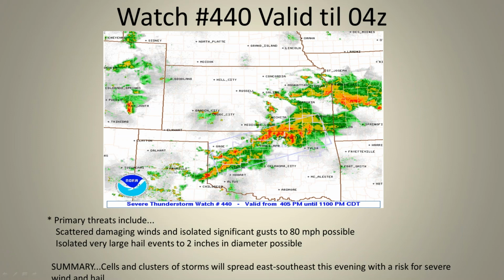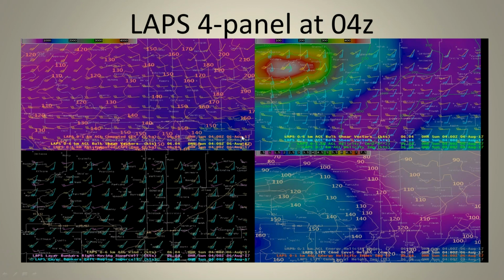So the summary of the watch is that cells and clusters will spread east and southeast with a risk for severe wind and hail. Let's see how this turned out. First of all, let's look at some mesoscale data.